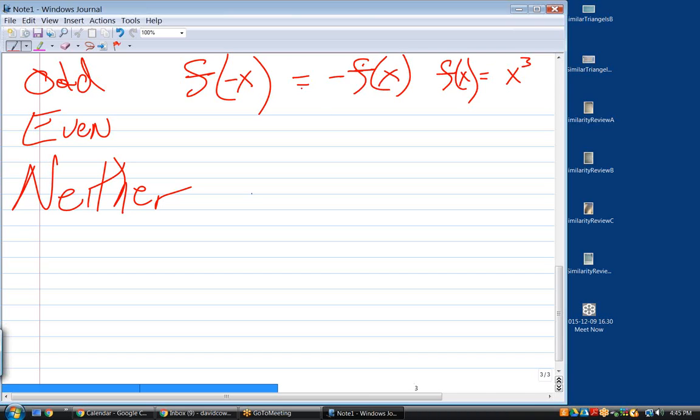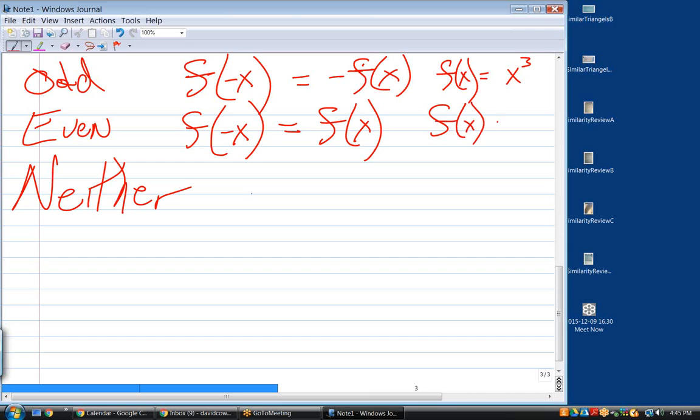Okay, so here's the property along the top. Even functions, f of negative x is equal to f of x. An example of that would be x squared. Notice that f of negative x, if the function is x squared, is still x squared. It does not turn into a negative.